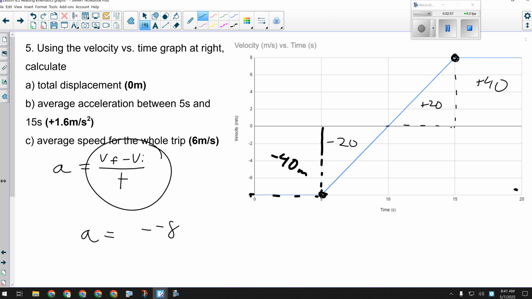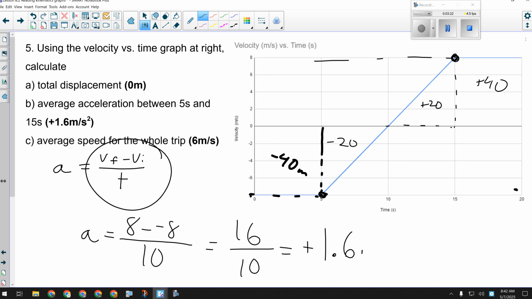-8, and then what's VF? +8. So VF minus VI, so 8 minus -8, right? And that happens over, from 5 to 15 seconds is how many seconds? 10. So 8 minus -8 is 16, divided by 10, that's positive 1.6 meters per second squared.